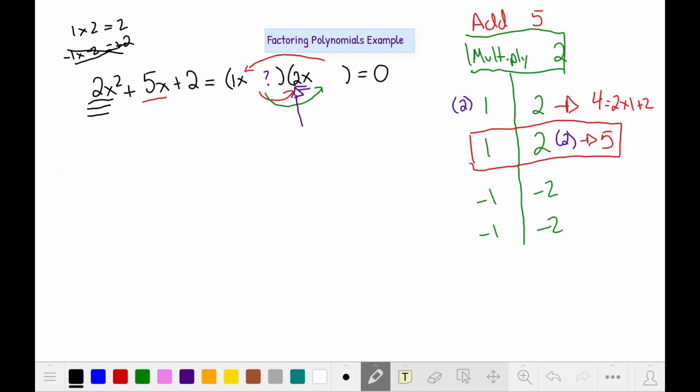So we're going to have 2x squared plus 5x plus 2 is going to look like 2x. Notice both green numbers are positive, so I know this is going to be a positive. X positive equals 0.